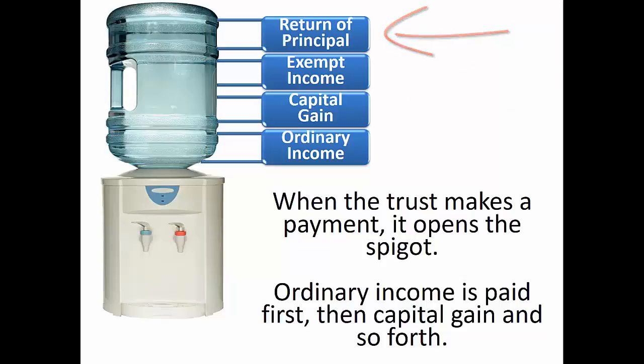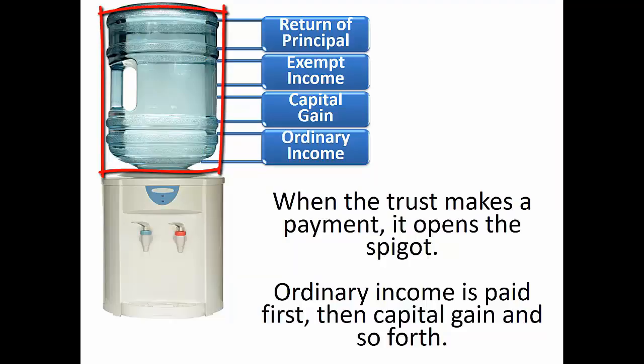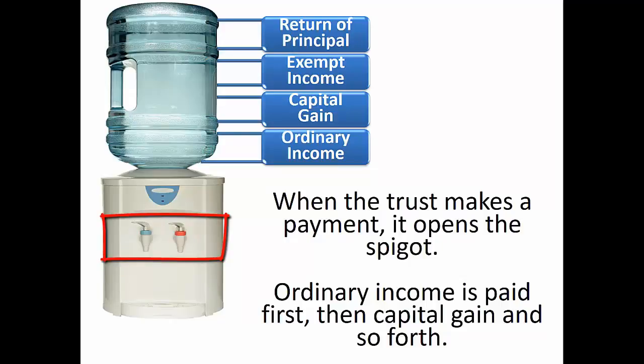An easy way to visualize this rule is to think of the charitable remainder trust assets as liquid inside a water cooler, where the assets with the heaviest taxation are on the bottom, and those with the lighter taxation at progressively higher levels. When a payment is made from the trust, it's like opening the spigot at the bottom of the water cooler. The liquid with the heaviest taxation comes out first, and those with lighter taxation will come out only after those assets with heavier taxation have been completely drained.